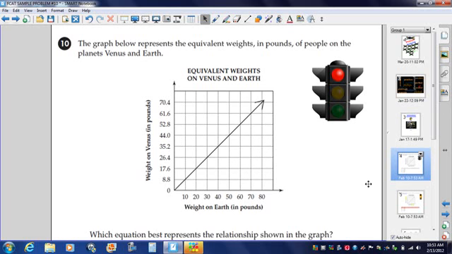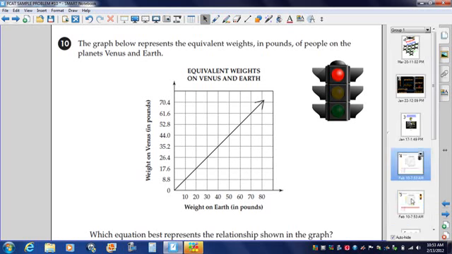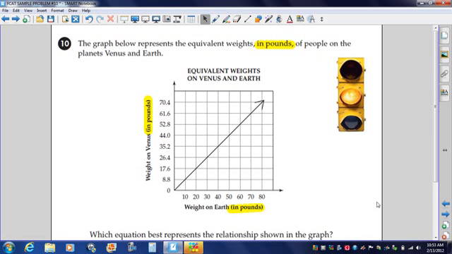Problem number 10 from your FCAT packet review. Remember, the first thing we're going to do is red light, stop, and read the problem. Next thing we're going to do is yellow light, slow down, underline, circle, box, important information.